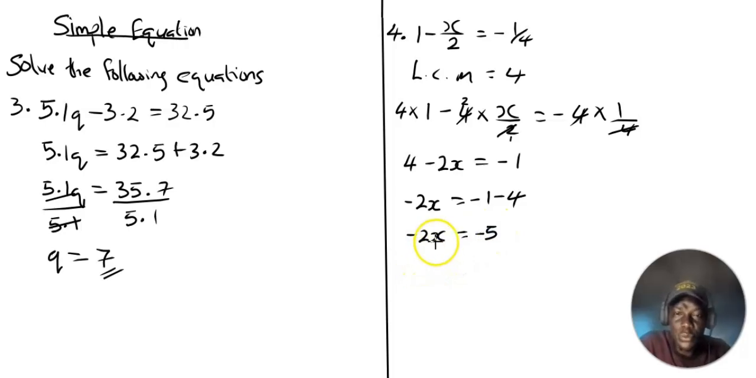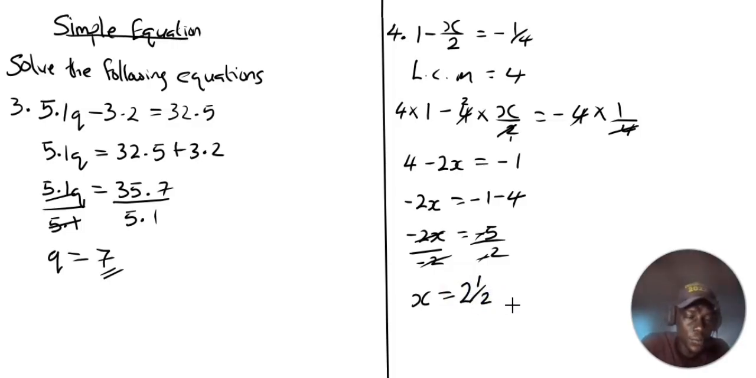Then what's the next thing? We have to make x stand alone, and the best way to do that, we are going to divide both sides by the coefficient of x, which is minus 2. So divide both sides by minus 2. Minus 2 will cancel out. Then you have your x equal to minus 5 over minus 2. So the minus signs will also cancel out, because a minus divided by minus will give you plus. So you have 2 whole number 1 over 2. So this is our final answer.